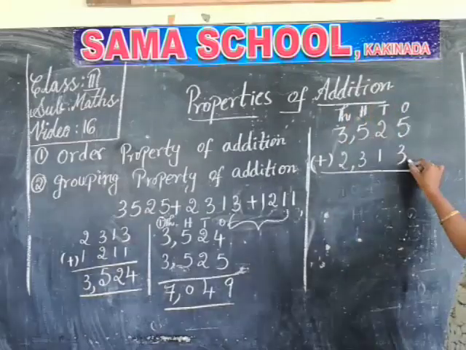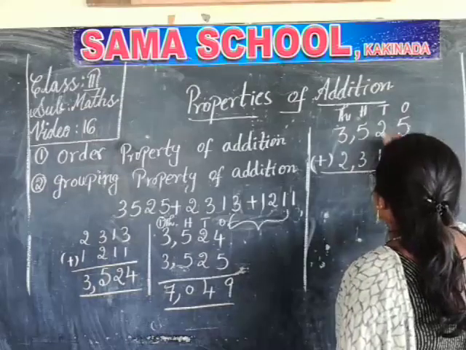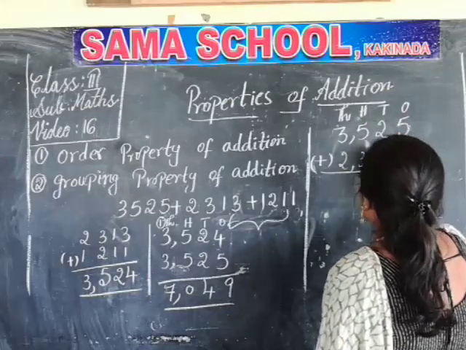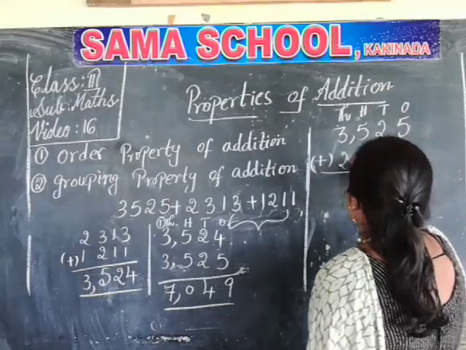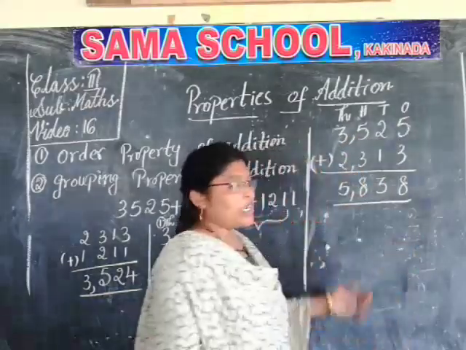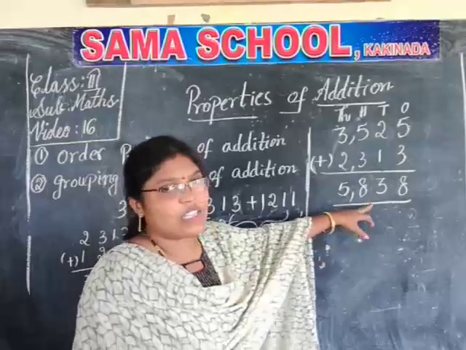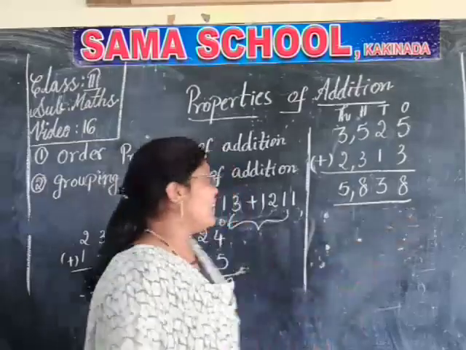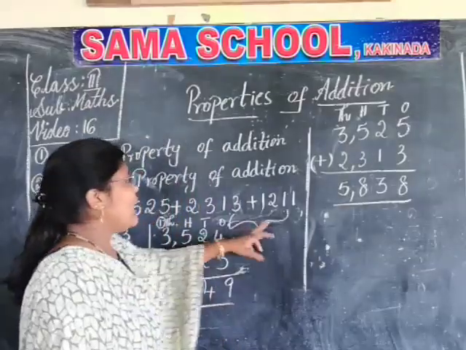5 plus 3 is 8. 2 plus 1, 3. 5 plus 3, 8. And 3 plus 2, 5. So, what is the sum? 5838.